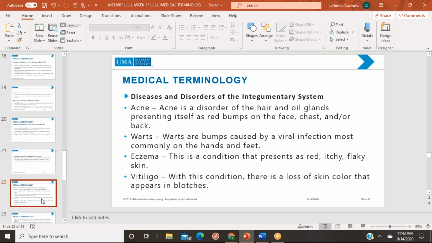The next one is eczema. This is a condition that presents red, itchy, flaking skin. Eczema is extremely dry skin. And vitiligo, with this condition, there is loss of skin color that appears to be very, very blotchy.